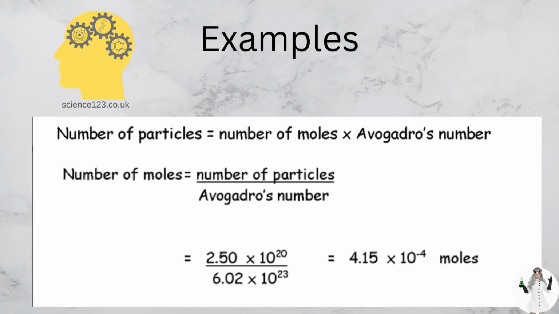So rearranging the equation that we derived, the number of moles is found by the number of particles divided by Avogadro's number. This gives an answer here of 4.15 times 10 to the minus 4 moles.